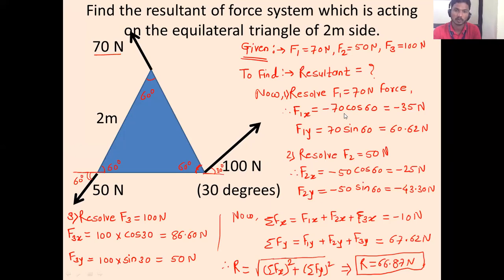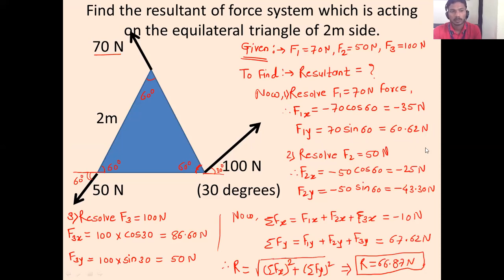As the angle is made with the x-axis, we have taken the cosine function while calculating the x component. So F1x is equal to minus 70 cos 60, so whatever answer we got, minus 35. Then F1y is equal to 70 sin 60, as angle 60 is known, and that component will be positive. So you check this calculation also. So 60.62, this we got.